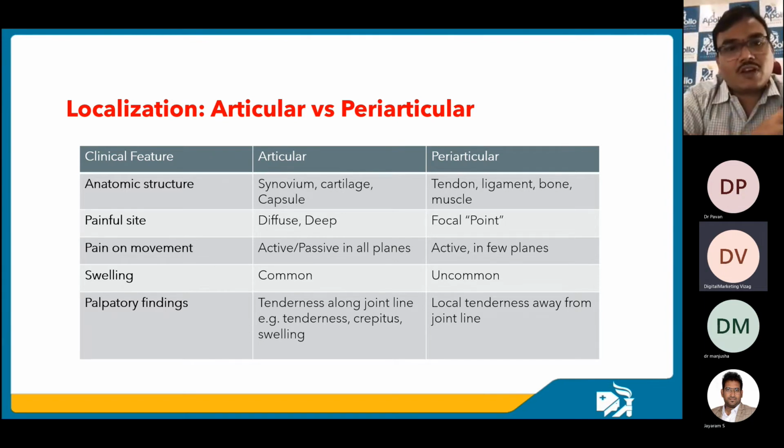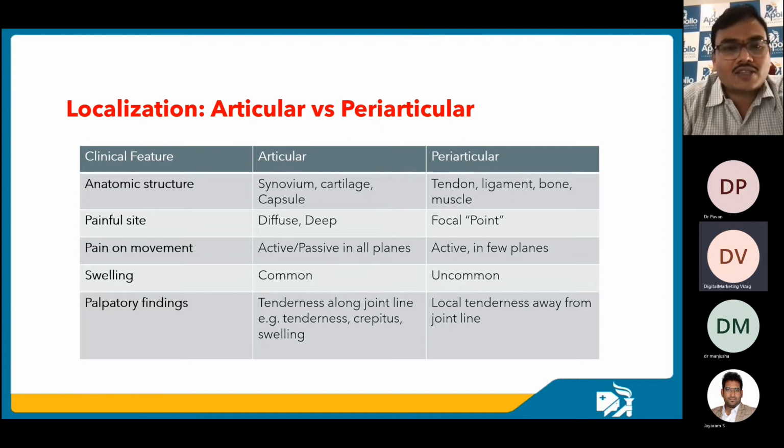So in case of an articular swelling, it is predominantly synovium, cartilage, and capsule which is involved. In case of periarticular, it is predominantly tendon, ligament, or bone. In case of articular arthritis, the painful site is diffuse and deep. And in case of periarticular, the painful site is usually focal.